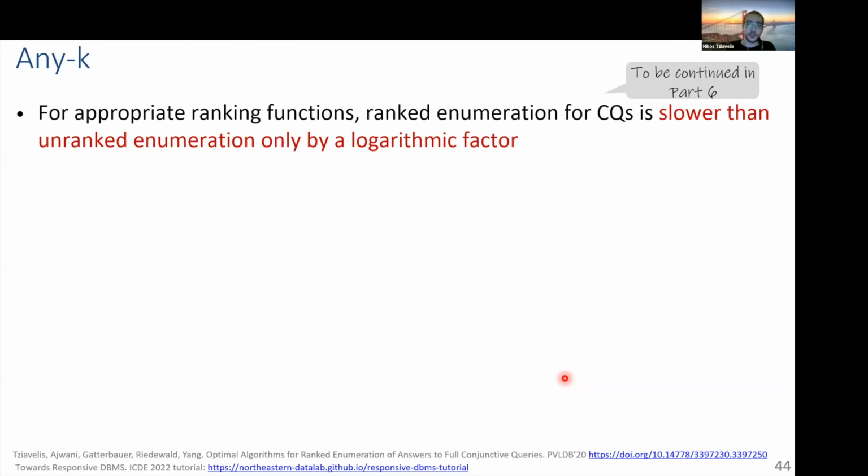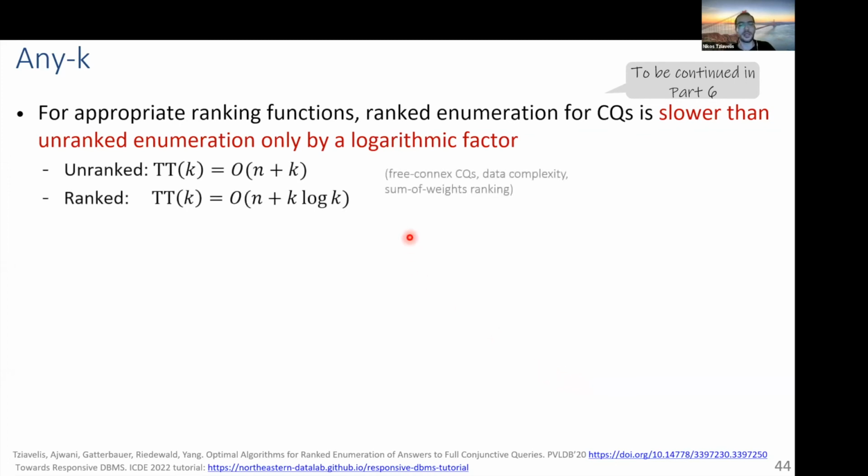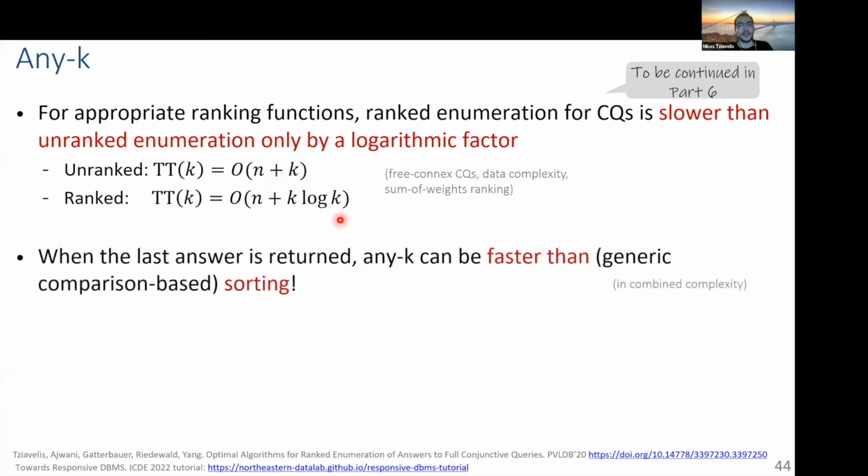NK allows us to do ranked enumeration in a time that, if we look at data complexity, is only slower by a logarithmic factor than unranked enumeration. So while unranked enumeration for free-connex queries can be done in time that basically takes linear time in the beginning, n, and then only k, which is the number of returned answers, ranked enumeration only adds a logarithmic factor, and we can get this prioritization of query answers.